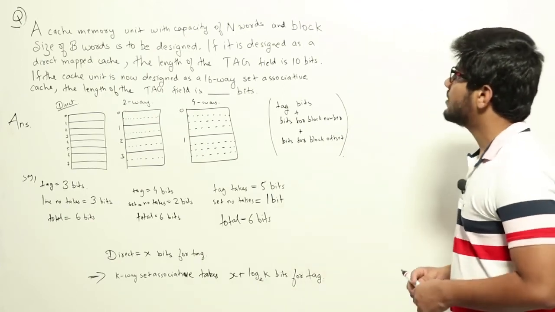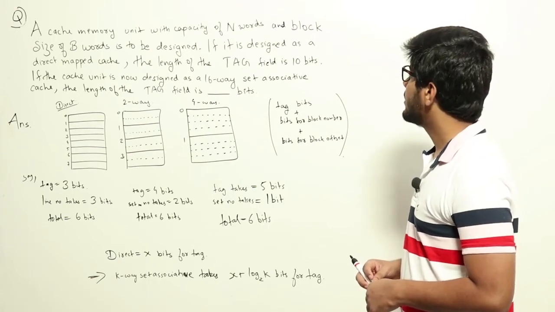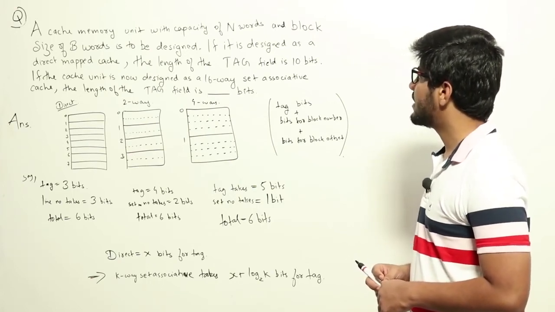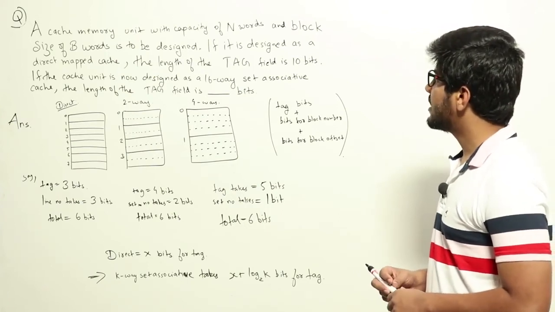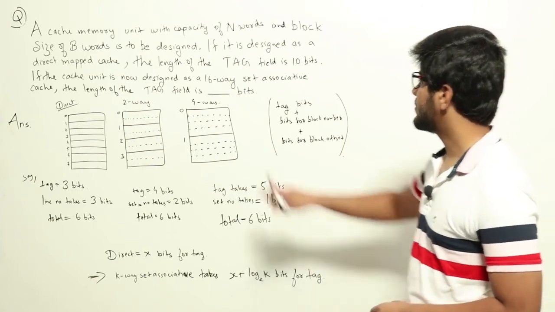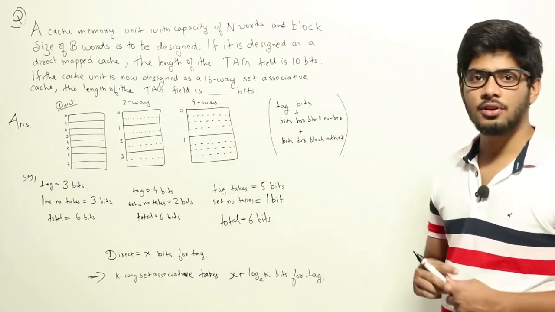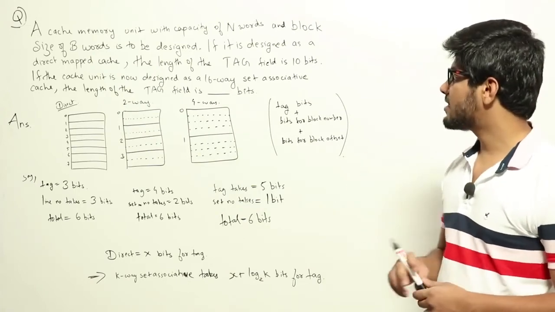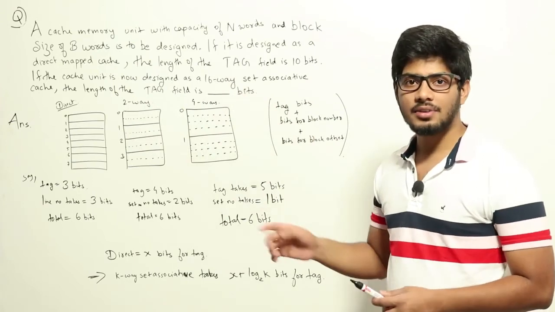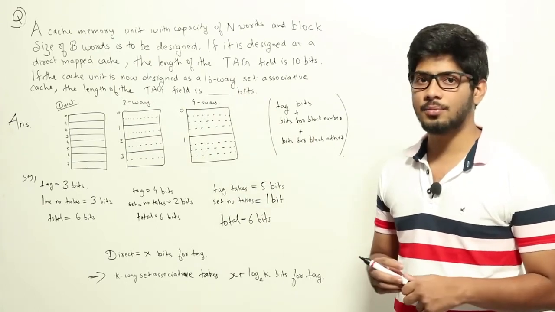A cache memory unit with capacity of n words and block size of b words is to be designed. If it is designed as a direct mapped cache, the length of the tag field is 10 bits. If the cache is now designed as a 16-way set associative cache, the length of the tag field is dash bits. So this is a question from caches coming from computer organization. You need to understand direct mapped cache, set associative cache, and associative mapped cache in order to understand this question. You can refer to the video lectures to understand more about those.